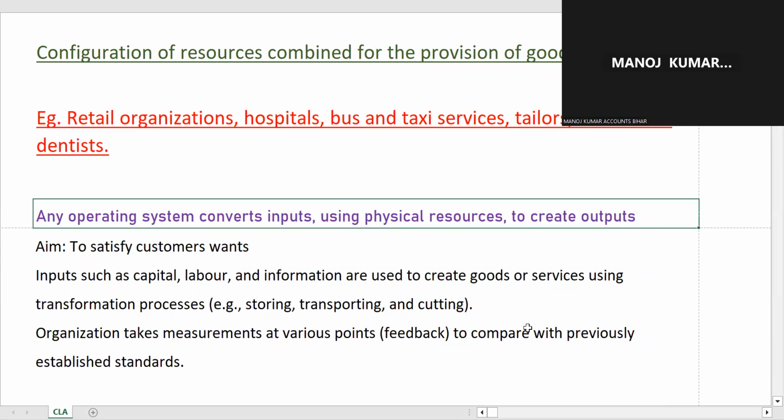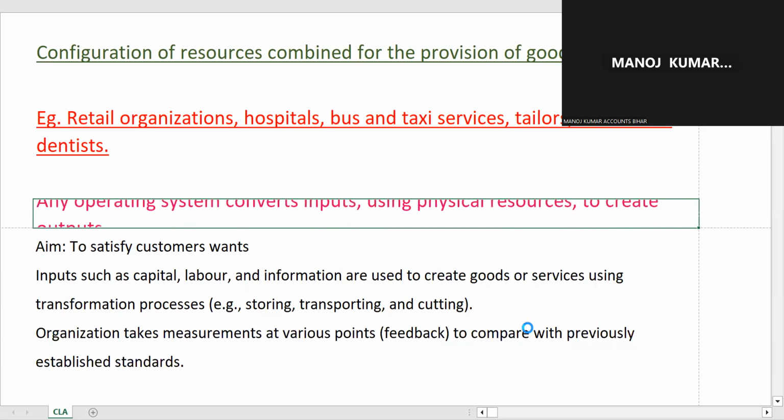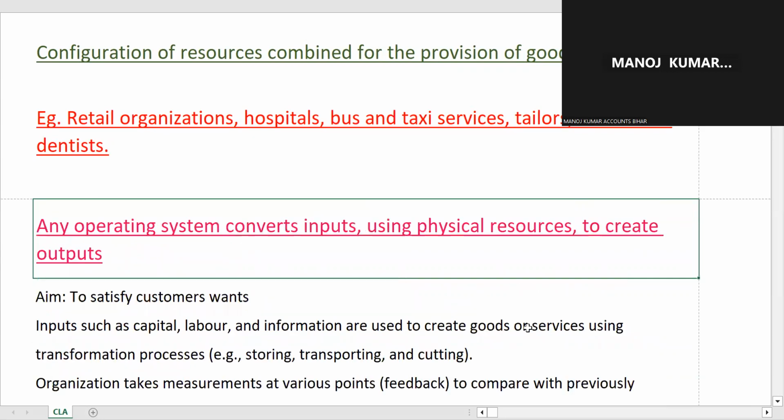चलिए, now what does an operating system do? ठीक है, अब now we are focusing our attention on the operating system. Now operating system converts inputs using physical resources to create outputs. So operating system, what is an operating system doing? ठीक है, so operating system is basically, it is converting your inputs into outputs.